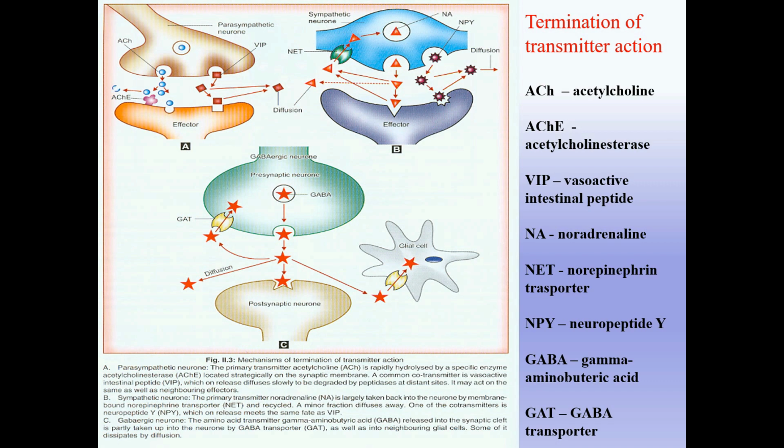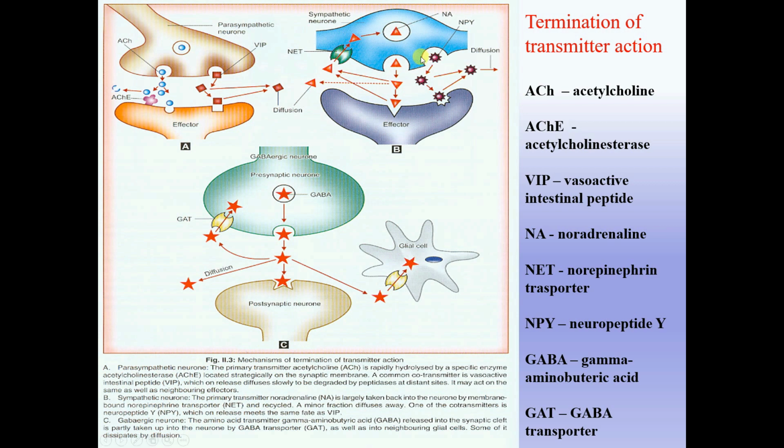Termination of transmitter action. Parasympathetic neuron. The primary transmitter acetylcholine is rapidly hydrolyzed by a specific enzyme, acetylcholinesterase, located strategically on the synaptic membrane. A common co-transmitter is vasoactive intestinal peptide, which on release diffuses slowly to be degraded by peptidases at distant sites. It may act on the same as well as neighboring effectors.